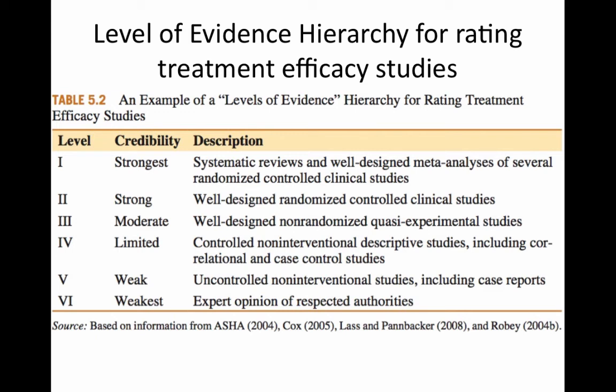Levels of evidence. Level 1 is the strongest level of evidence: systematic reviews and well-designed meta-analyses of several randomized controlled clinical studies. Level 2 is strong: well-designed, randomized, controlled clinical studies. Level 3, moderate: well-designed, non-randomized, quasi-experimental studies.